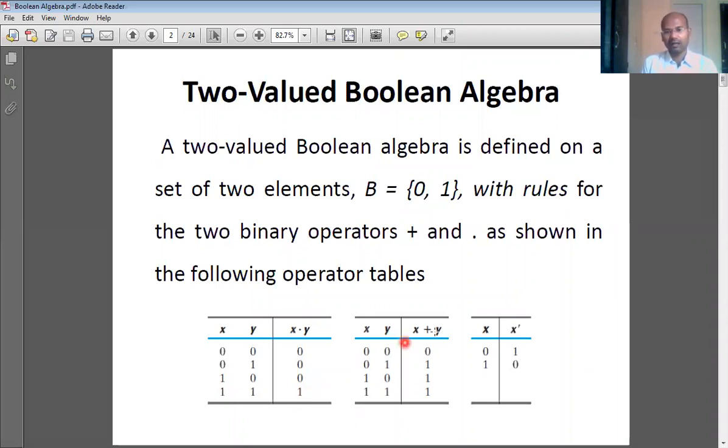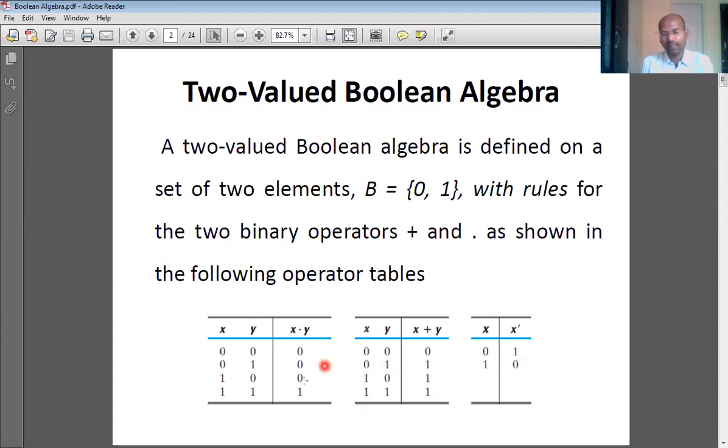Next, how is the OR operation defined? Binary addition is defined in Boolean algebra as follows. For x0, y0, this is the OR operation, x plus y, binary addition: 0 plus 0 is 0. If x0, y1, the addition operation gives us 1. If x is 1, y0, it gives us 1. If both are 1, the addition operation also gives us 1. And the complement operation: x0 produces 1, and if x is 1, it produces 0.